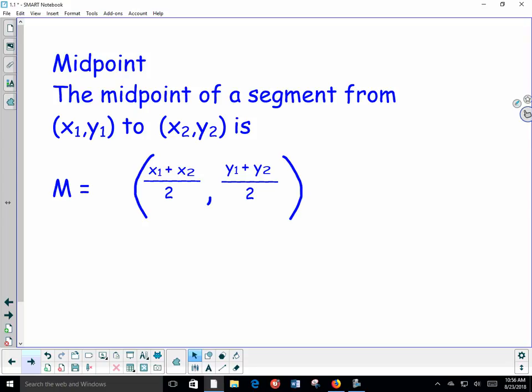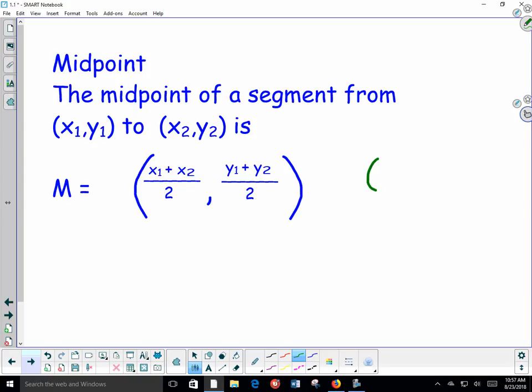We also need to be reminded of, in this section, the midpoint formula. The midpoint of a segment from (x1, y1) to (x2, y2), we use capital M for midpoint, is given by ((x1 plus x2) divided by 2, comma, (y1 plus y2) divided by 2).